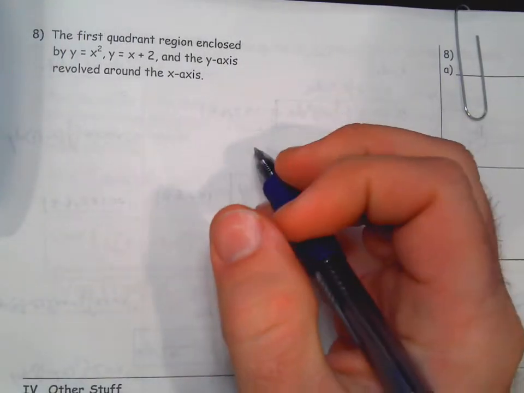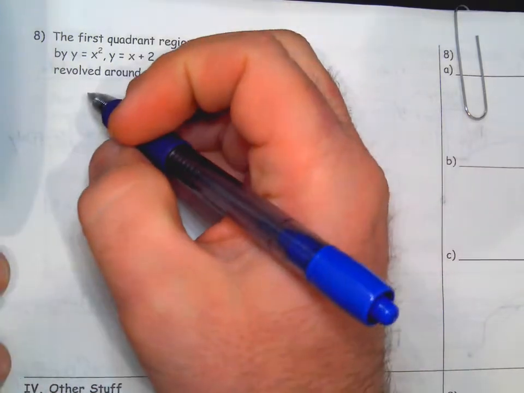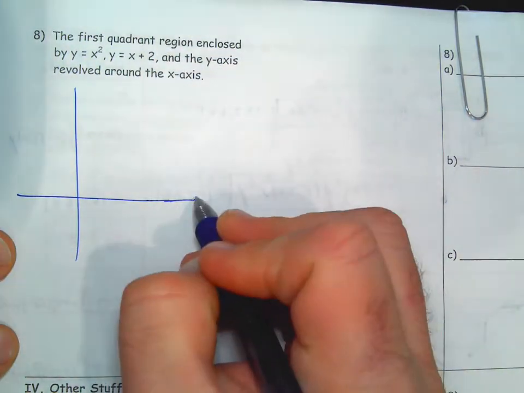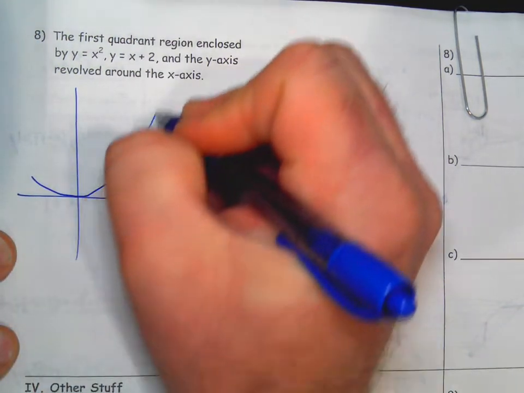Now here's another one, but this time it doesn't come with a picture. So I guess you're going to have to draw your own picture. But we are going to do it both ways. So it says first quadrant, enclosed by y equals x squared. So that's a parabola, but we know it's in the first quadrant. So we can kind of focus on over here.